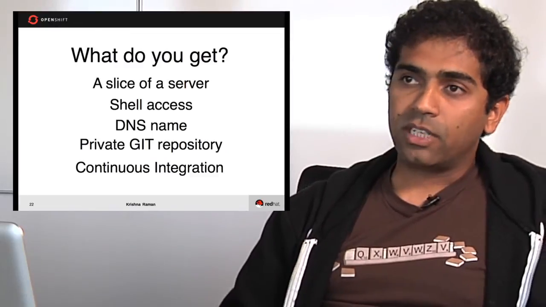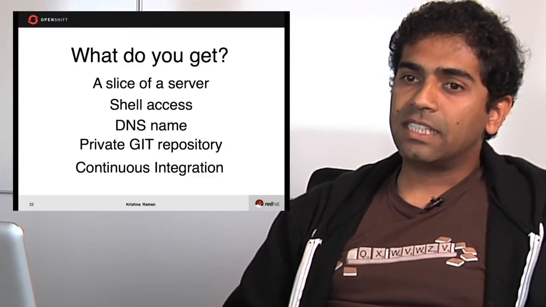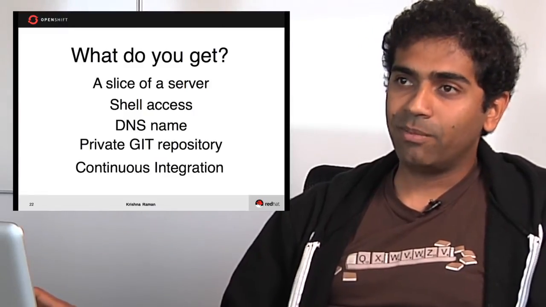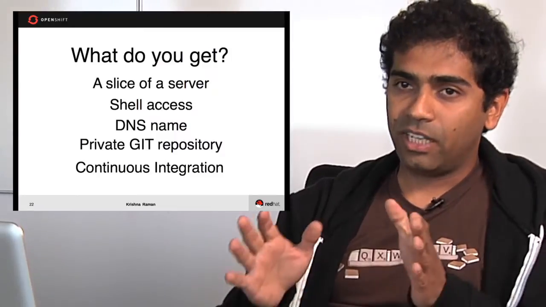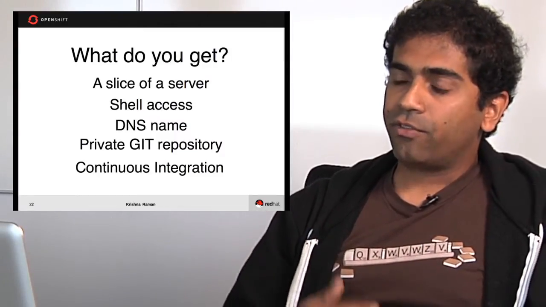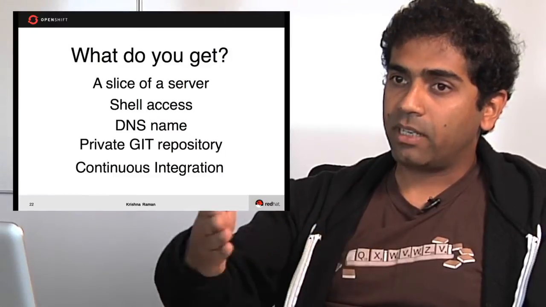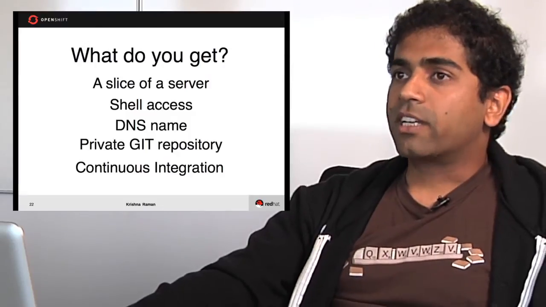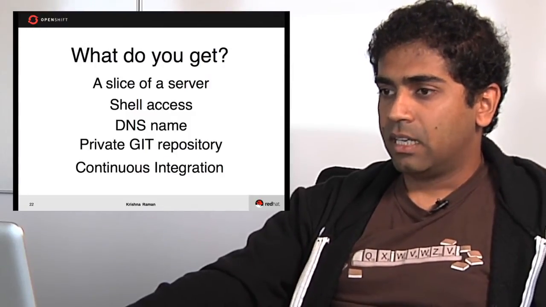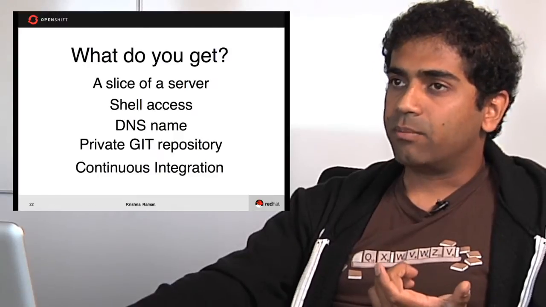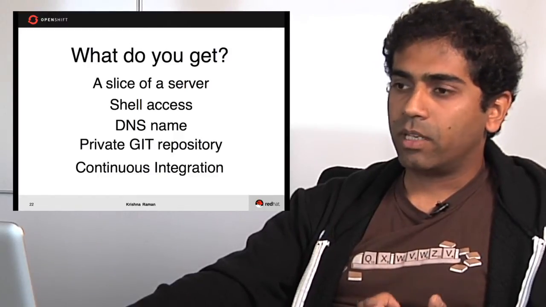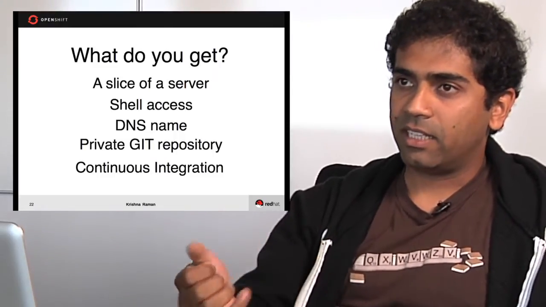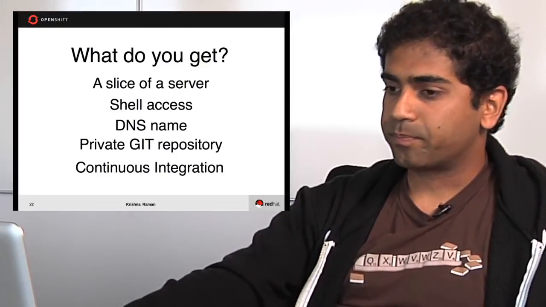Every application also gets its own Git repository, and this is private to that application. This is different from GitHub. It has nothing to do with GitHub. It's really for that application only. And all of your developers can commit and check out code from this repository. You can also choose to add continuous integration to that application, and you do this by adding the Jenkins builder cartridge. This is just like MySQL or any other database. You just add this in and you get continuous integration.